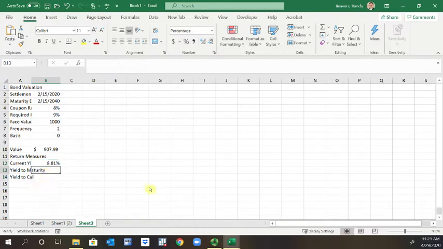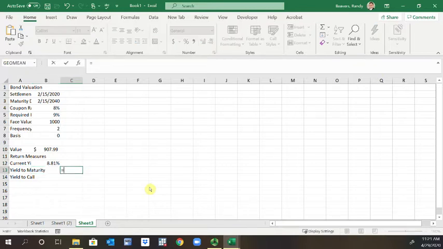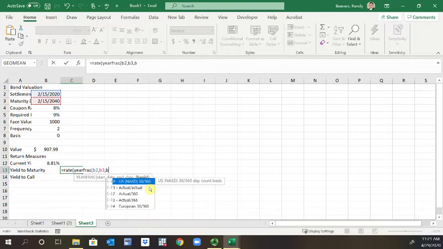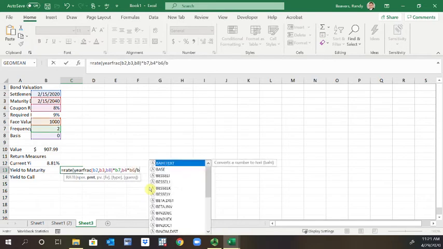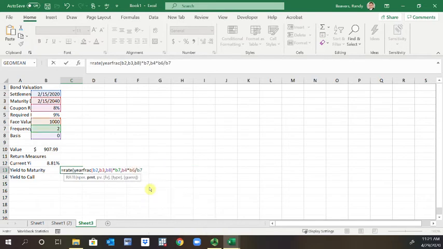So you could use the rate function to do this. If you wanted to use the rate function, you would have to use the year frac in order to get that to be correct. So I'll demonstrate that quickly. That's going to be the rate, and then the year frac function, where year frac is going to take B2, B3, and B8, and then multiply that by B7, comma, B4 times B6 over B7, so that's your payment.